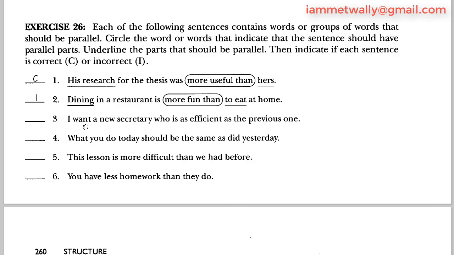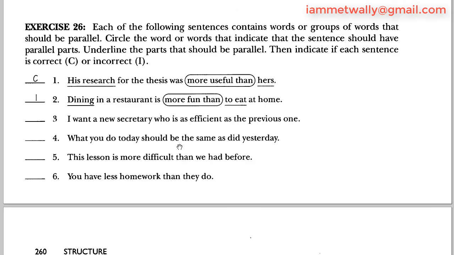3. I want a new secretary who is as efficient as the previous one. I is the subject, want is the verb, a new secretary is the object, who is a connector working as subject, is the verb, as efficient as. This is the comparison word, as. And the previous one is what I am comparing to. I'm comparing the previous one to a new secretary. That's a noun and that's a noun. And it's correct.